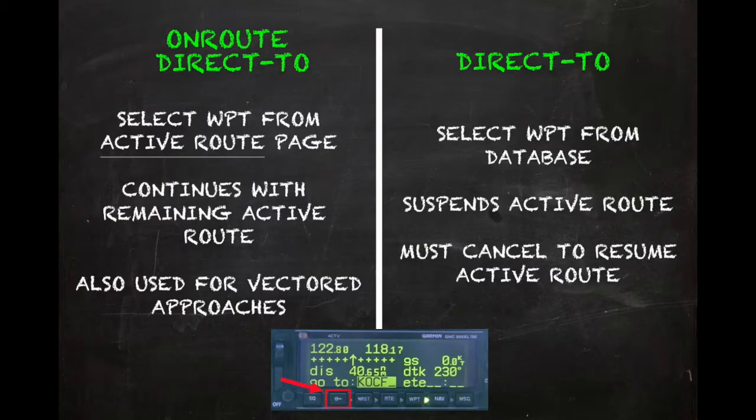The GNC 300XL has two different variations on Direct to navigation. The difference is subtle but very important to understanding the logic. Both are initiated by pressing the Direct to key on the lower key group. It's just a matter of when you do it.